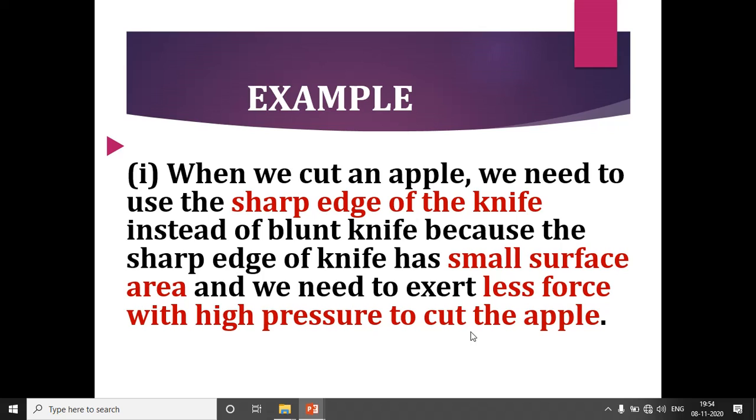Understood, children? So when there is a high pressure, there will be a small surface area. If the surface area is large, there will be a low pressure. So when we are cutting an apple, the sharp edge of the knife has a small surface area, so we have to exert less force with high pressure to cut the apple.